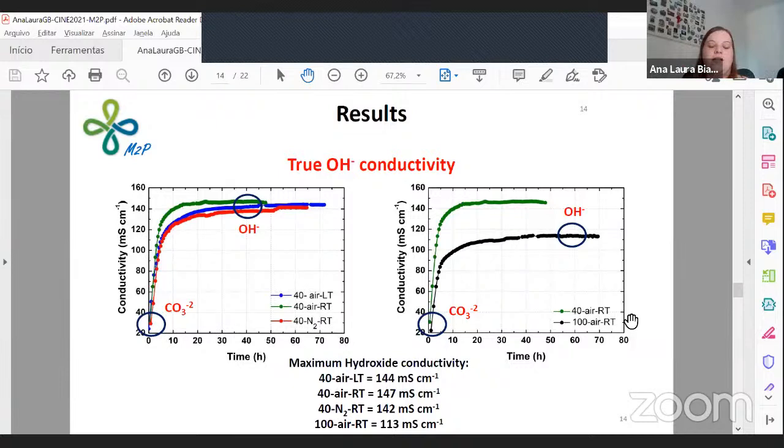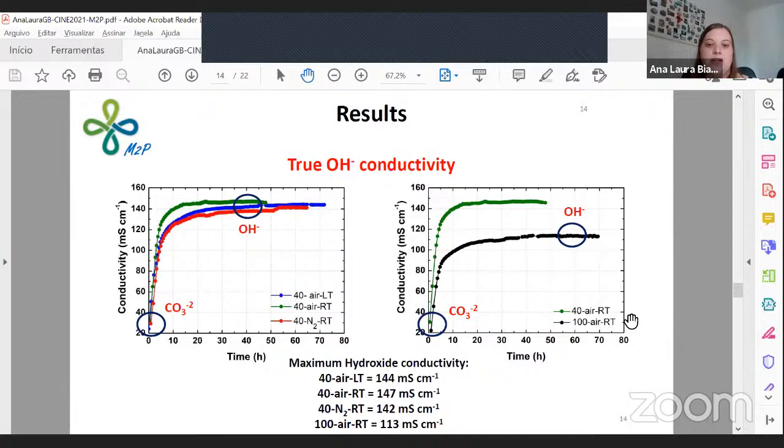I didn't perform tests on the stability in the carbonate form, but I know that our partner in Israel performed them, and it's very, very good. It's better than in the hydroxide form, actually. Okay. But the conductivity is significantly lower when you have carbon dioxide, right? Yes.